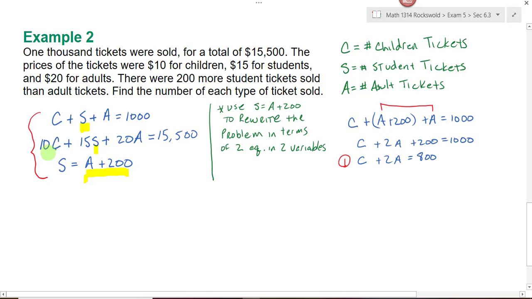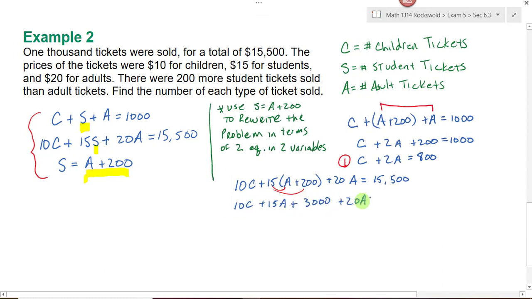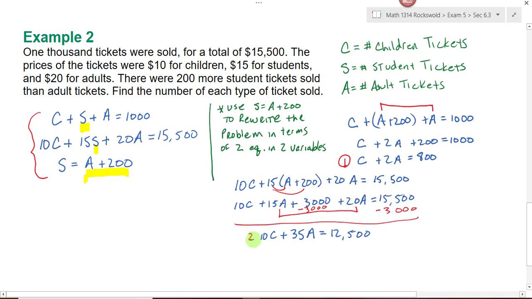To get the other one, I'm going to use this second equation, 10C plus 15 times A plus 200, because that's what I said I'm going to substitute in place of S, plus 20A equals 15,500. Now I need to distribute this 15, and I get 10C plus 15A plus 3,000 plus 20A equals 15,500. Now I can combine like terms, and I'm also going to go ahead and subtract 3,000 from both sides, because what you do to one side you have to do to the other. And when I do that, that's going to give me 10C plus 35A equals 12,500. This is my second equation.